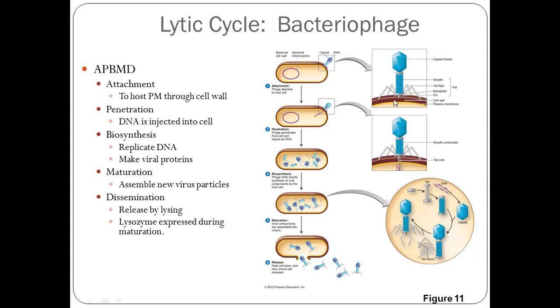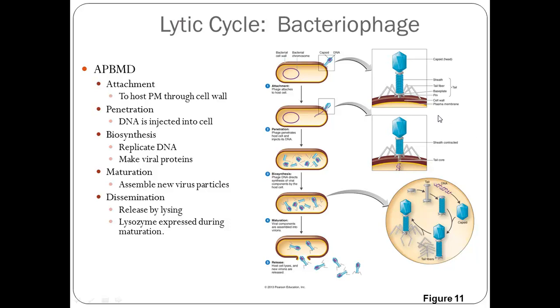So here you'll see that we have our cell wall and a plasma membrane. So the virus is going to attach to the host plasma membrane through the cell wall, and it attaches by using these tail fibers. The second step is penetration. Phage lysozyme opens the cell wall. The tail sheath contracts to force the tail core and the DNA into the cell.